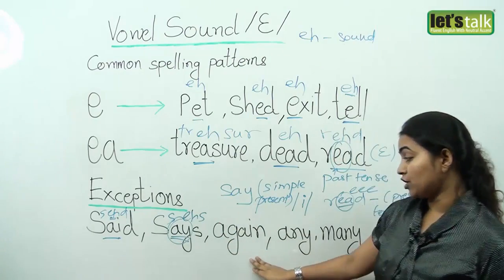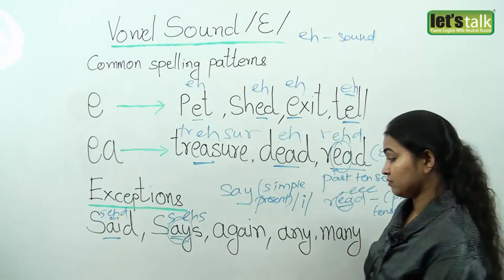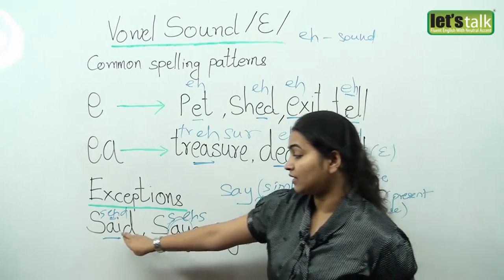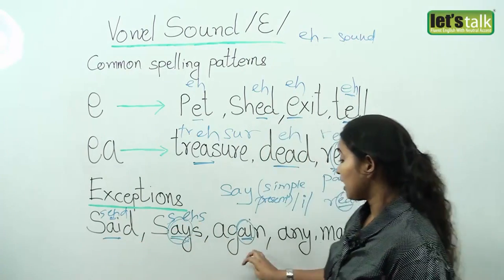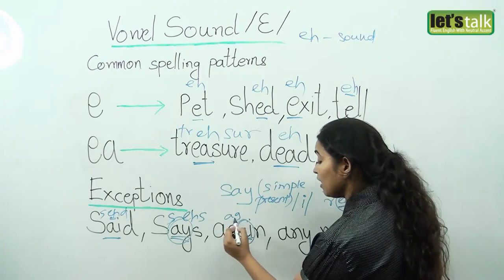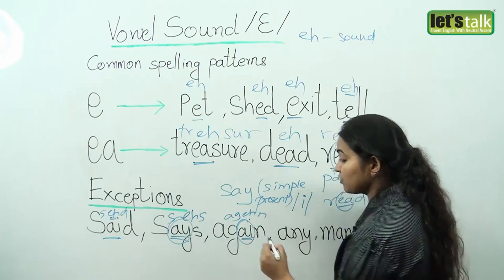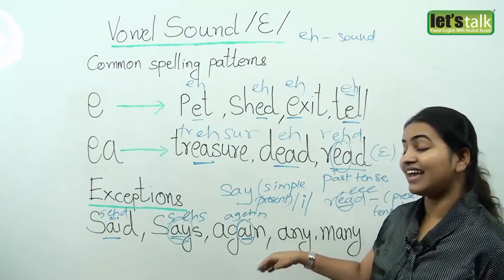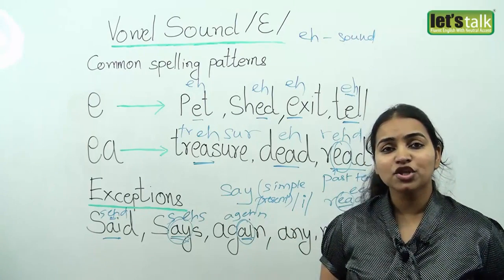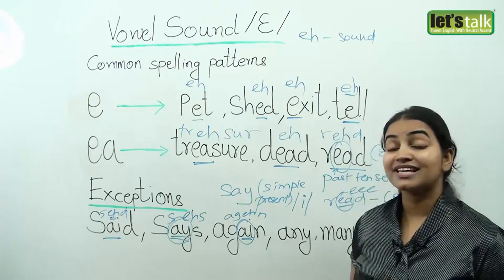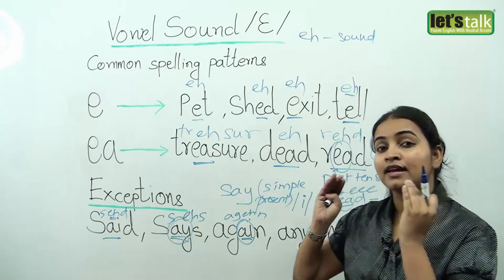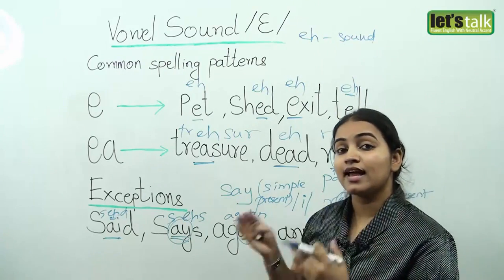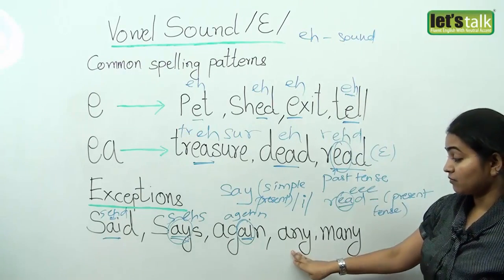Moving on to the next word, again. We have the AI, just like we had the AI in said, and the AI gives me the short E sound. So it is again. I don't say I will do it again with a long A. I say I will do it again. So that's again.